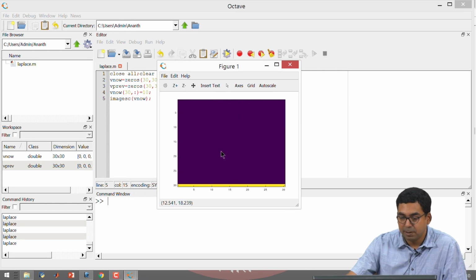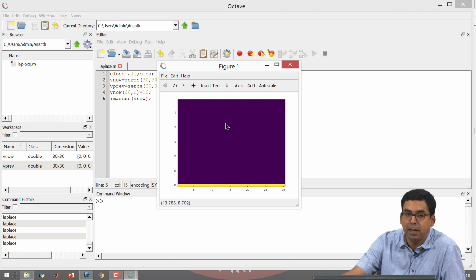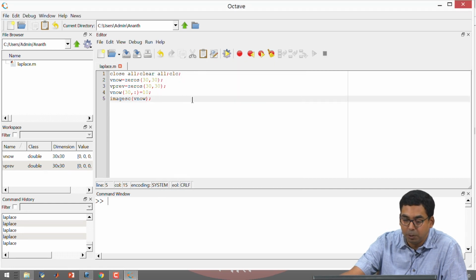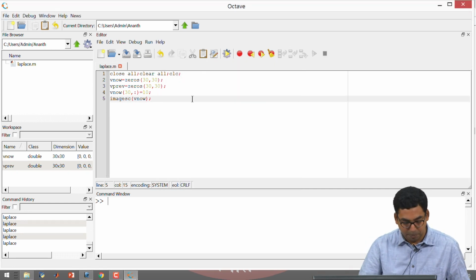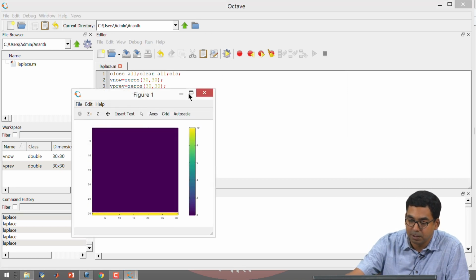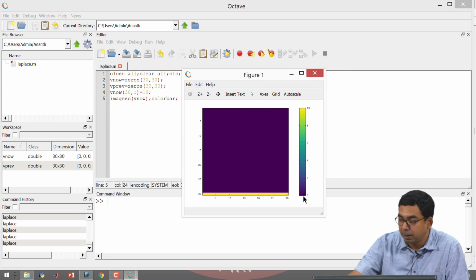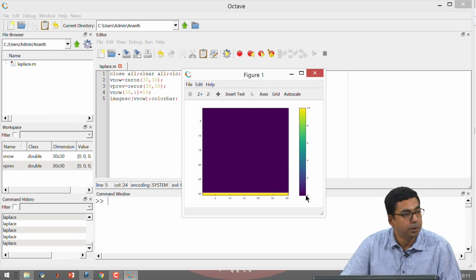Now, there are a few things that we need to look at. There is some yellow color over here and there is some dark color on the remaining portion. I need to understand what color means what. So, I am going to go back to this code and place a command called color bar. This will allow me to figure out the values corresponding to different colors. On the right hand side, I now have a color bar appearing, saying that the yellow color corresponds to value 10 and the darker color corresponds to value 0.